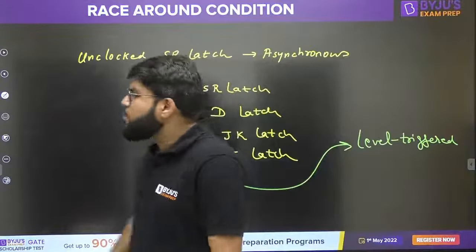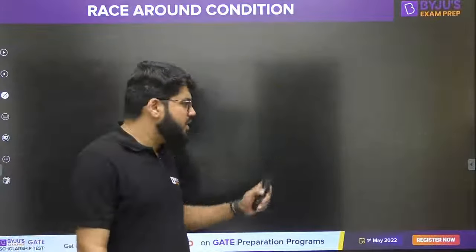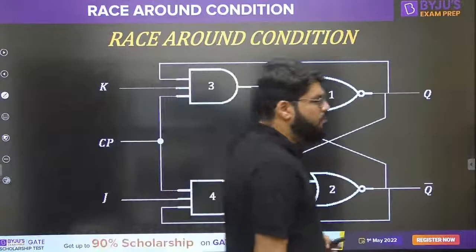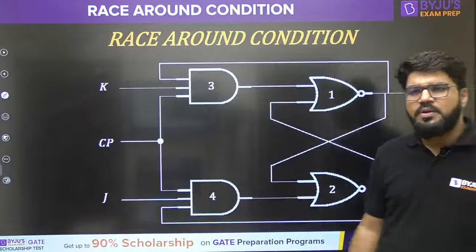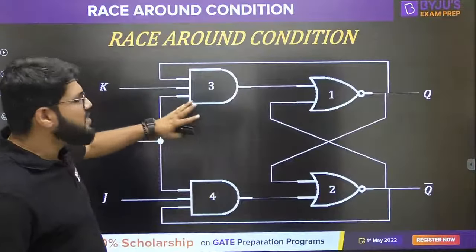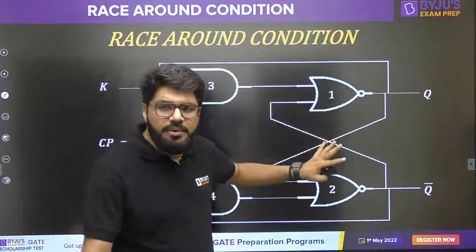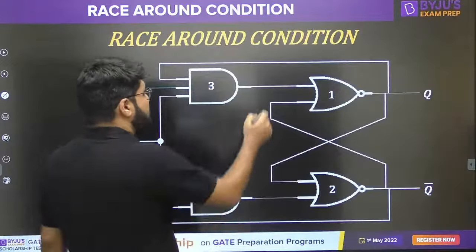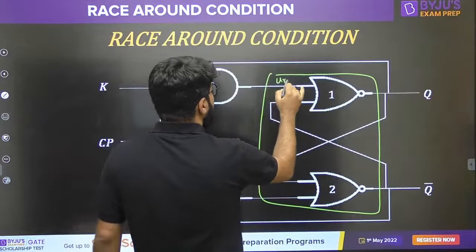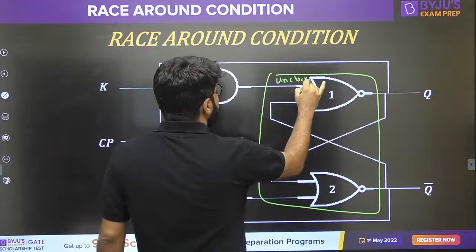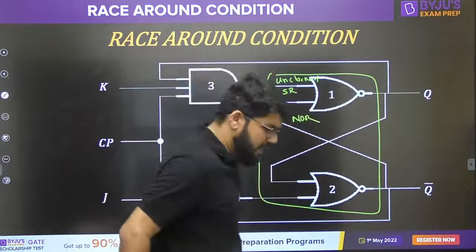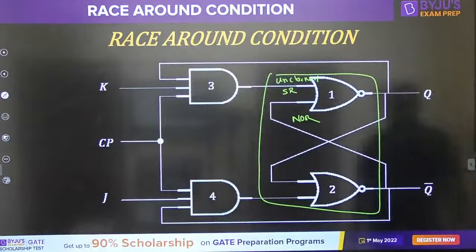Okay. Now, what is the problem with a level triggered circuit? Let us try to understand with the help of the JK latch. Let us try to understand the problem known as the race around condition. Okay. Now, this is the clocked JK latch. Yesterday we discussed this. I hope you are able to remember it. If I just give a quick review, this portion is the unclocked SR latch, also known as the NOR gate latch.